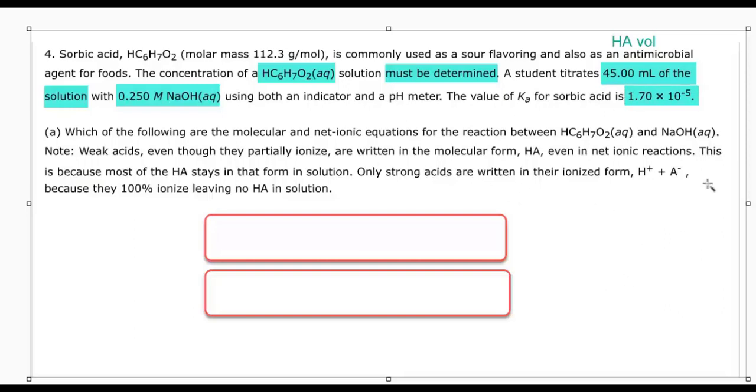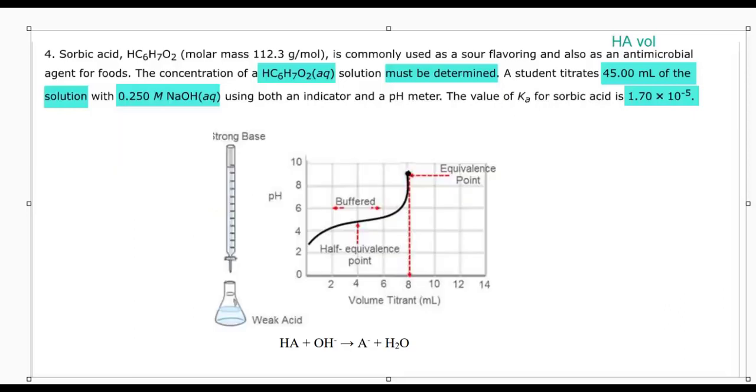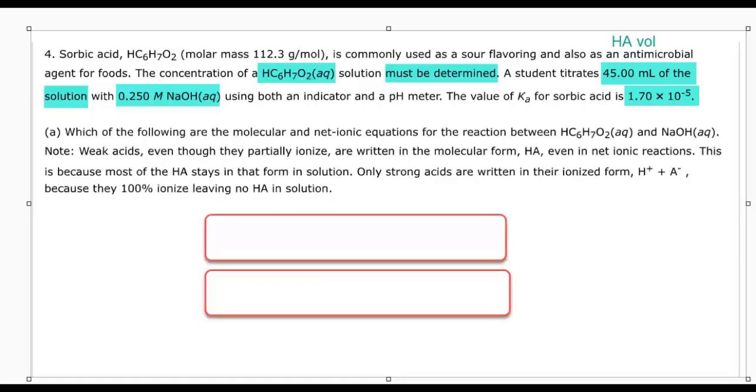Okay, we've got a weak acid and a strong base. So we're going to be starting at a pH of 3, adding some base to it. It's going to get to half titration, then half equivalence. Then we're going to have the equivalence, which is going to be slightly basic. Let's see what they ask first. Which of the following are molecular and net ionic equations for this reaction? First, let's do the molecular.